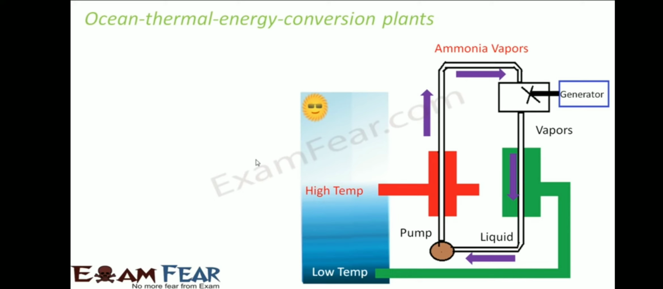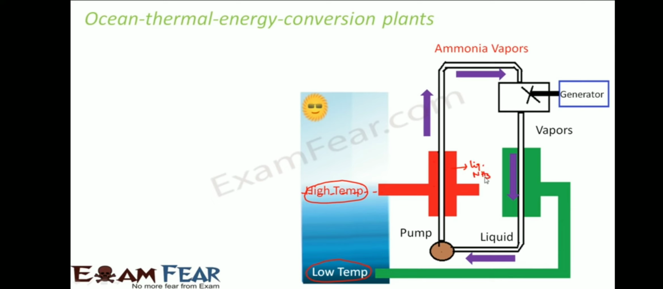So what happens? This is your ocean. At the higher level, this is your sun. The sun will heat the surface of the ocean more. Therefore the surface is at a higher temperature, and deep inside the ocean the water is at a lower temperature. Now this water, which is at high temperature, is used to heat this liquid ammonia. So here in this apparatus, you have liquid ammonia, right?